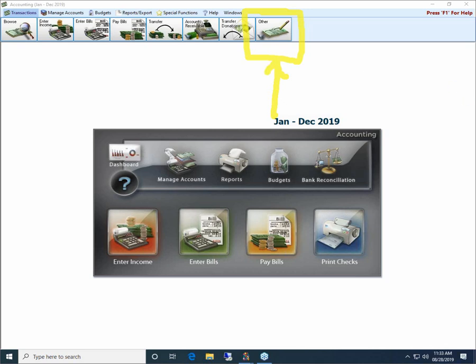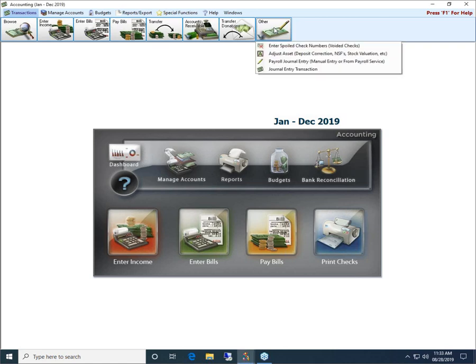When we click on Other, we get a drop-down menu, and we notice that the second one down is called Adjust Asset (Deposit Correction, NSFs, Stock Valuation, etc.). Folks, for all intent, this is a journal entry. When we go into the transactions or look at reports, these Adjust Asset transactions appear as journal entry transactions. They are a journal entry.